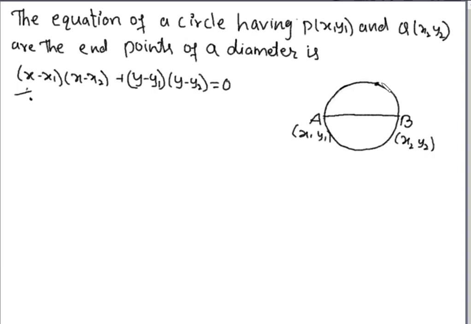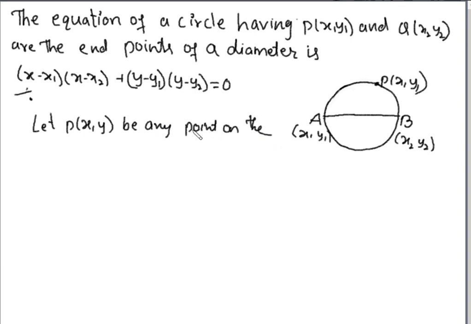Let P(x, y) be any point on the circle. Here, angle APB is a right angle, because the angle in a semicircle is a right angle. So angle APB is right angled.